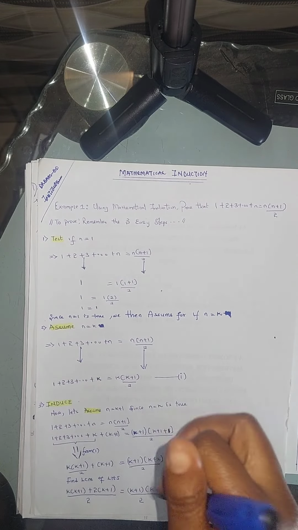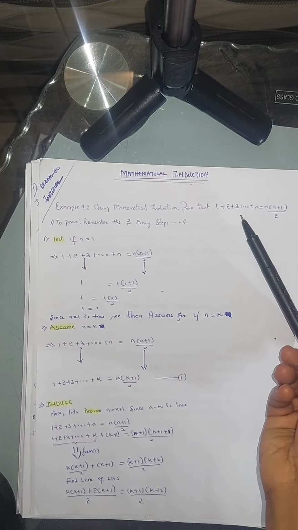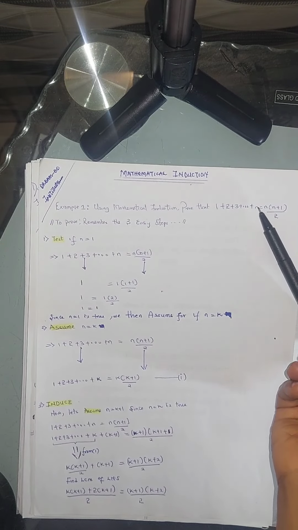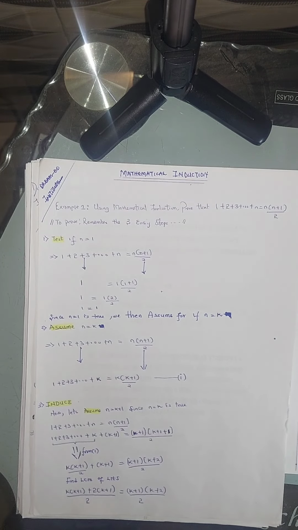Now, example 1 states, using mathematical induction, prove that 1 plus 2 plus 3 plus up to n is equal to n times n plus 1, everything divided by 2. Now, you remember the steps I taught you, right? I said you have to go through 3 steps, so it's simple. You just have to test if n equals 1, assume if n equals k, and then you induce. So simple, right? Yeah, it's simple. Calm down. Now let's continue.